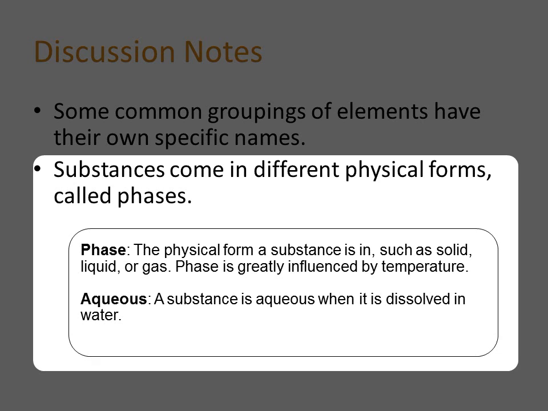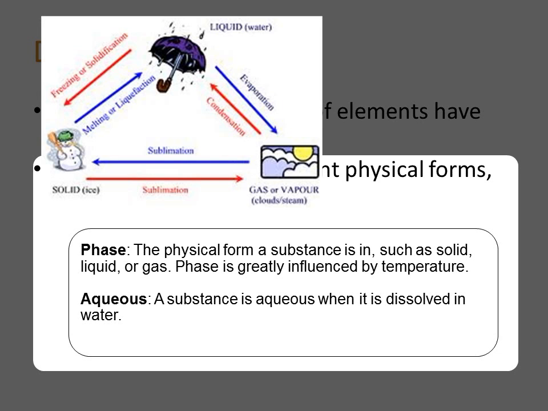Substances come in different physical forms called phases. Most of us are familiar with the solid, liquid, and gas phases of matter. Ice is what we normally call solid water. Water vapor or steam is gaseous water.